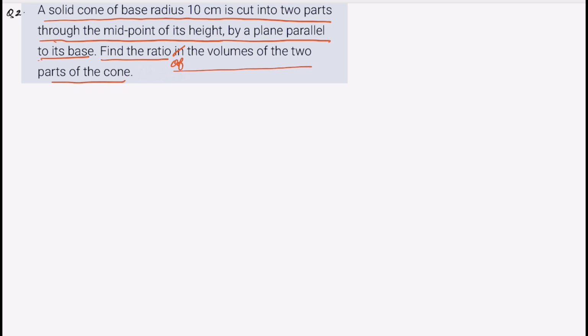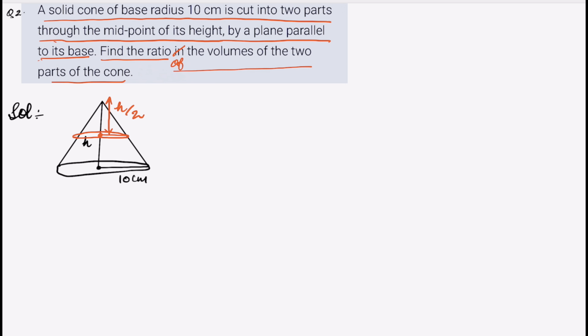Now what we are given is a cone with base radius 10 centimeter. Let's say this is the cone and this is 10 centimeter. Let's assume its height is h. It says that this cone is cut from the midpoint of its height, so this height will be h by 2. Now we have to find the ratio of volume of this upper part to this lower part. This lower part is a frustum.